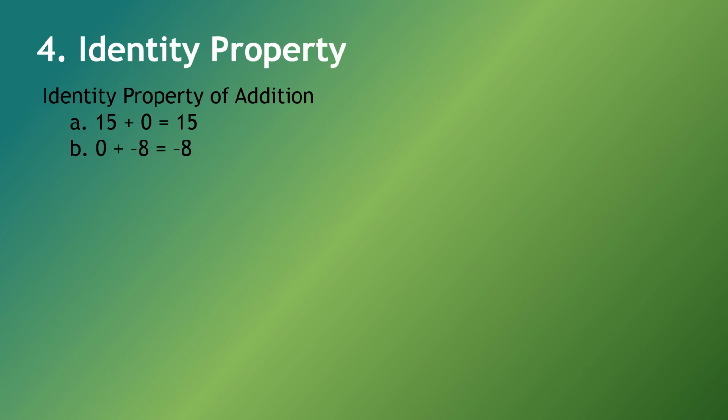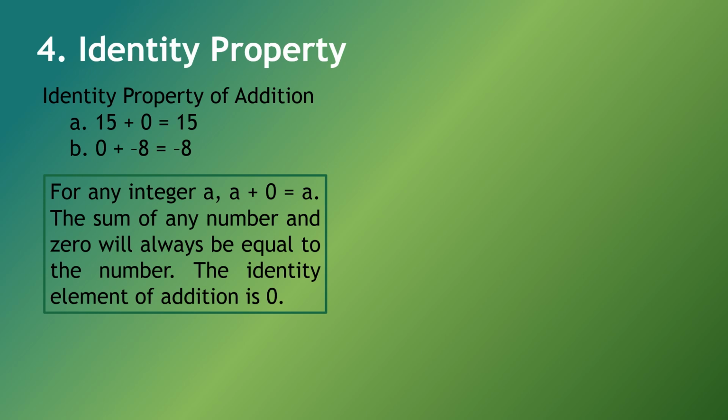The fourth property of operations is the identity property. Again, it is divided into two. Identity property of addition. Example, 15 plus 0 is equal to 15. 0 plus negative 8 is equal to negative 8. So what is identity property of addition? For any integer a, a plus 0 is equal to a. The sum of any number and 0 will always be equal to the number. The identity element of addition is 0.